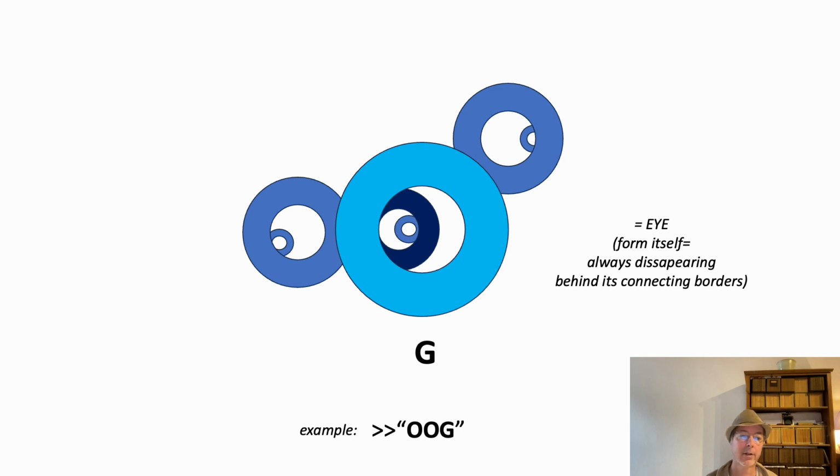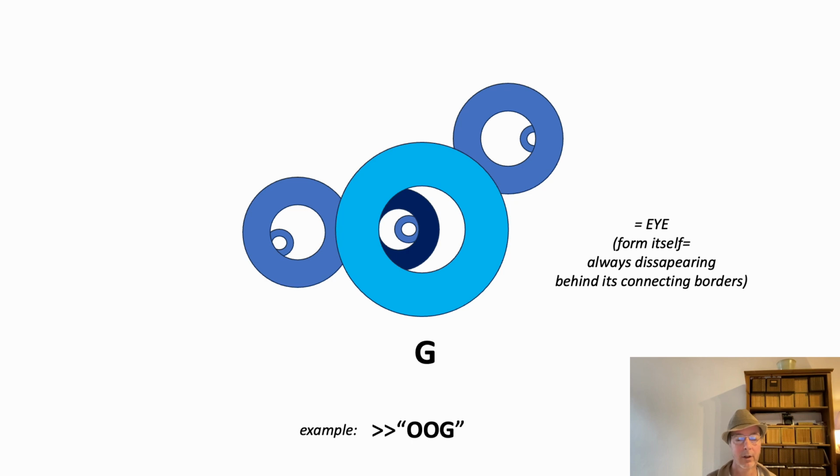And here you can see, if you think about it, your eye, if you check your eye, the form of the eye is always disappearing. Every time it moves, it disappears behind its connecting borders. So this kind of form and movement is something that you can check and see in the eye. And also in this form you can recognize it, but that's more or less what is in oog.